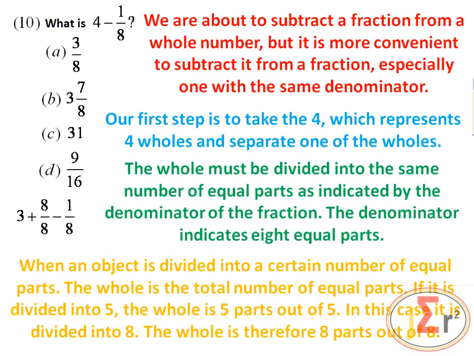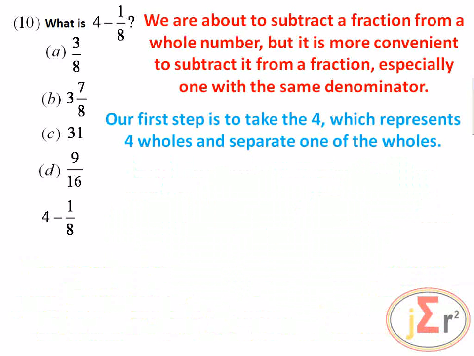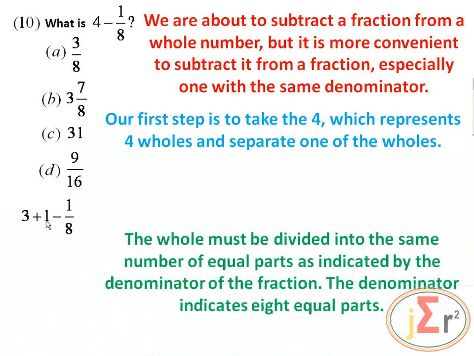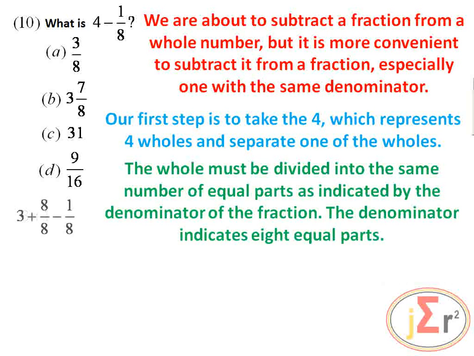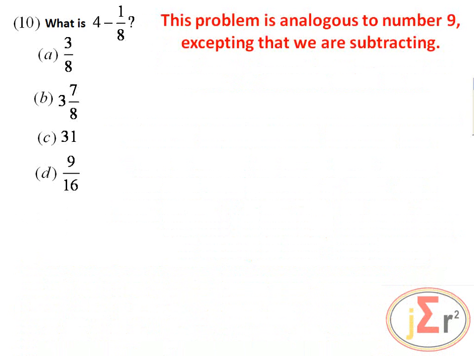Do not forget what we have, Jerry, that we first took the 4 and we write that as 3 plus 1. And then this 1 whole will be written as a fraction with the same denominator that we have here. And the whole is therefore represented by 8/8. So it is written as 8/8. So on the next slide, we will complete the process.